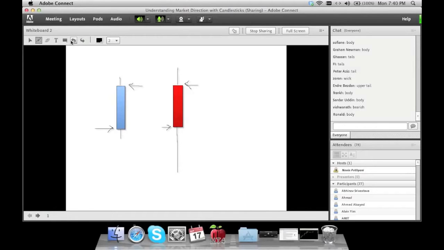So this started in the 18th century. This is a new way of looking at the markets. Before it was just a whole bunch of lines going up and down, which is what we call the line chart. And then this was brought into the game, and all the data is consolidated into one candle, and it makes sense. So let's get back to the screen sharing.